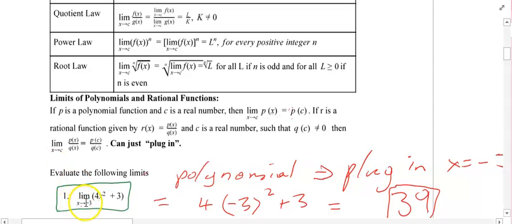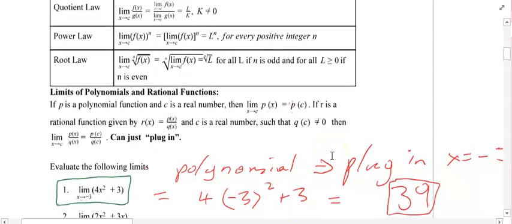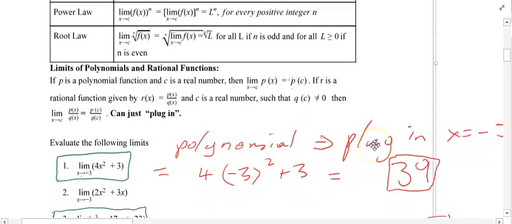Let us evaluate the following limits. The limit as x approaches negative 3 of 4x squared plus 3. What we can do here is just plug in the negative 3 wherever we see x, so that would be equal to 4 times negative 3 squared plus 3, and we evaluate that, we get 39. Once we have a specific number for the limit as we plug in, then that is our answer. We do not need to do anything else.